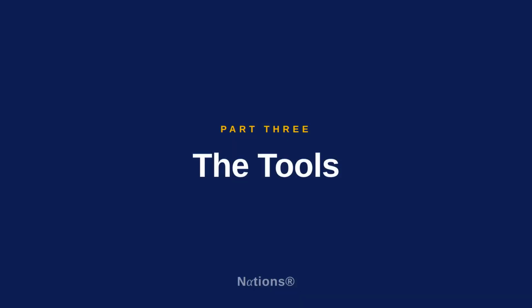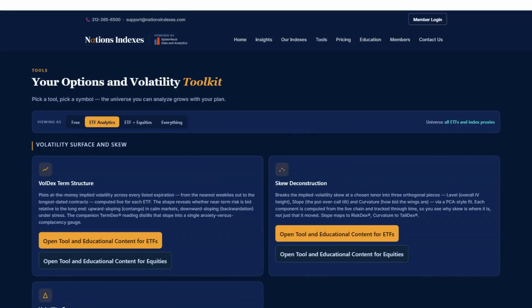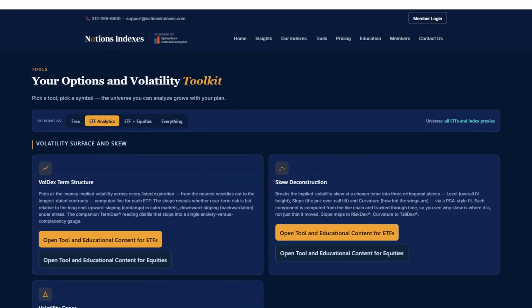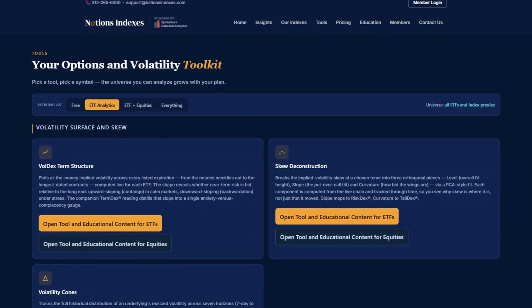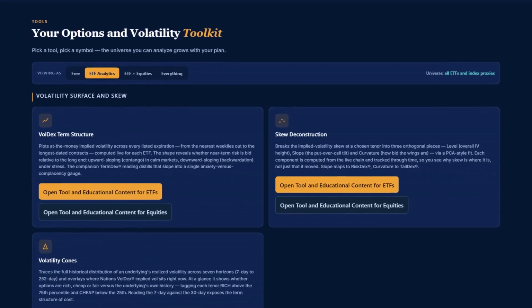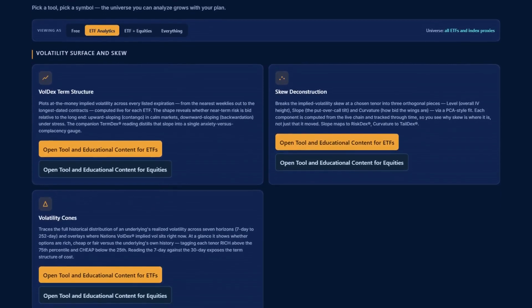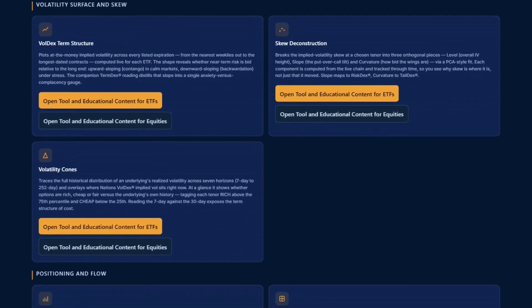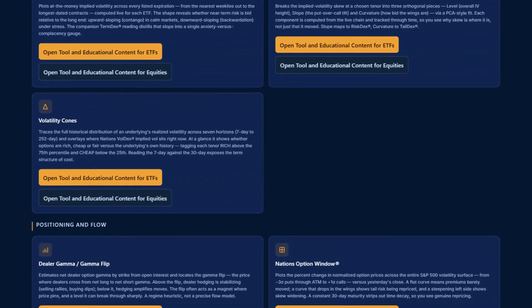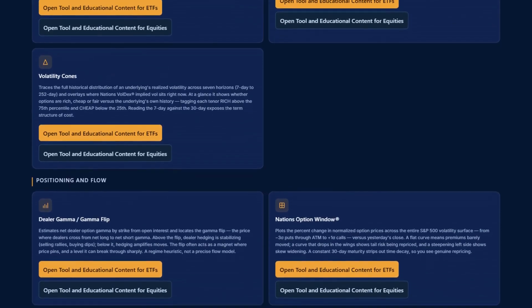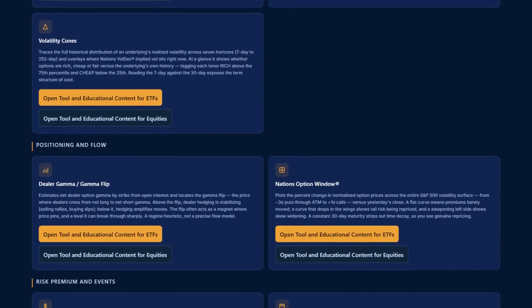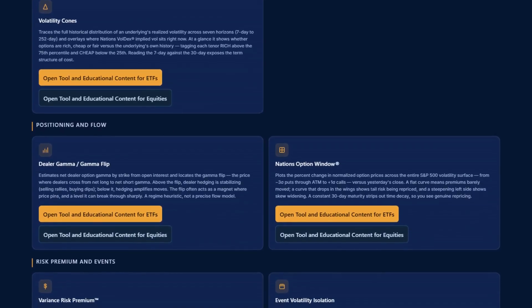Then there's the Tools Hub, organized by job. These tools, combined with our index values, are how you become a better trader. Volatility surface and skew, term structure, skew deconstruction, and volatility cones. Positioning and flow, dealer gamma and the nation's option window. Risk premium and events, variance risk premium and event volatility isolation.